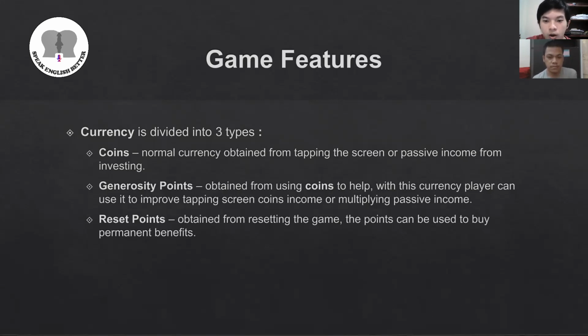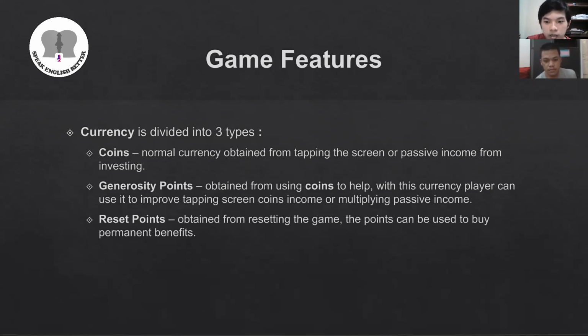Generosity points, obtained from using coins to help. With this currency, the player can use it to improve tapping screen coins income or multiply passive income. Reset points, obtained from resetting the game and accumulated from how many players can reduce the poverty and how many players have generosity points. The points can be used to buy permanent benefits.